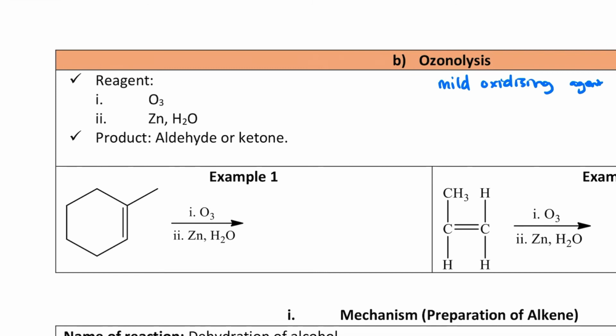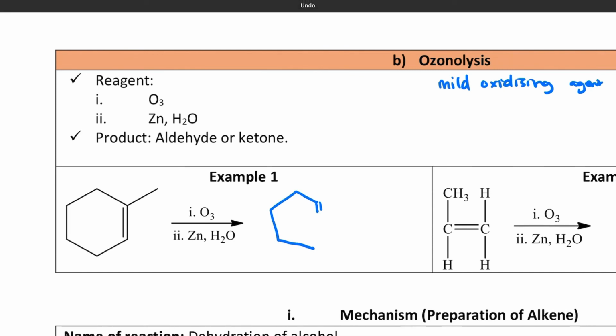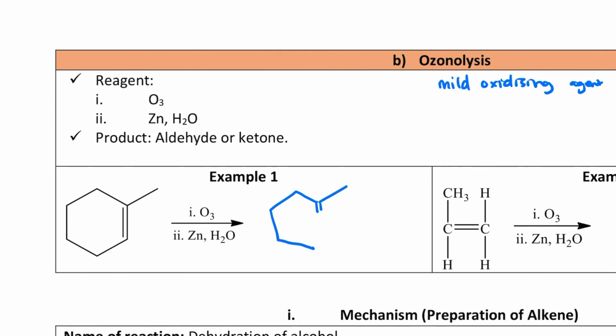Okay, so kita tengok this one. So number 1 O3, number 2 zinc, H2O. Macam ni kamu kena tulis reagent dia. Okay, and then dia akan involve oxidative cleavage juga. So this carbon-carbon double bond will break. Okay, and then this one dia easier sebab you can just draw the break. Okay, so C double bond break, and then ini pun sama double bond.